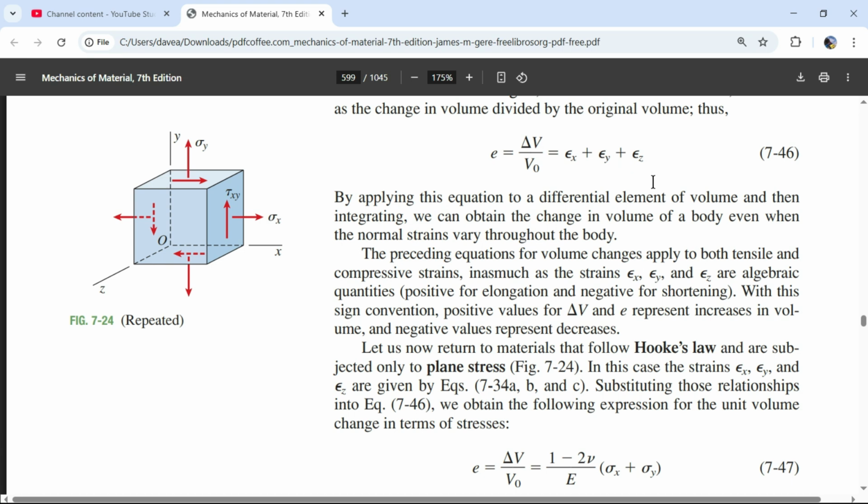Cool. By applying this equation to a differential element of volume and then integrating, we can obtain... you lost me, but we're going to apply this equation to a differential element. Oh, okay, I get it. If this is the dilation for this tiny, infinitesimal element, we can know that change in volume. That's going to be like a dV. From our strain equations, we know strain e_y. So here's what we'll have. This volume initially is dV, like a little small change in volume. Is that kind of what they're getting at? Well, let's see where they go with this.